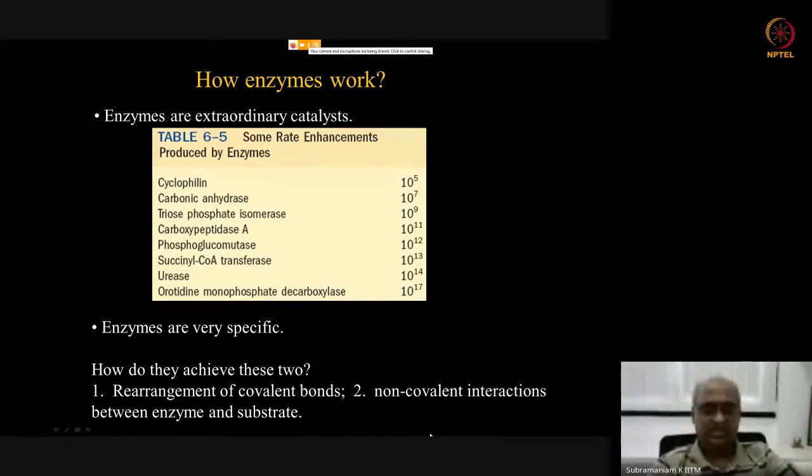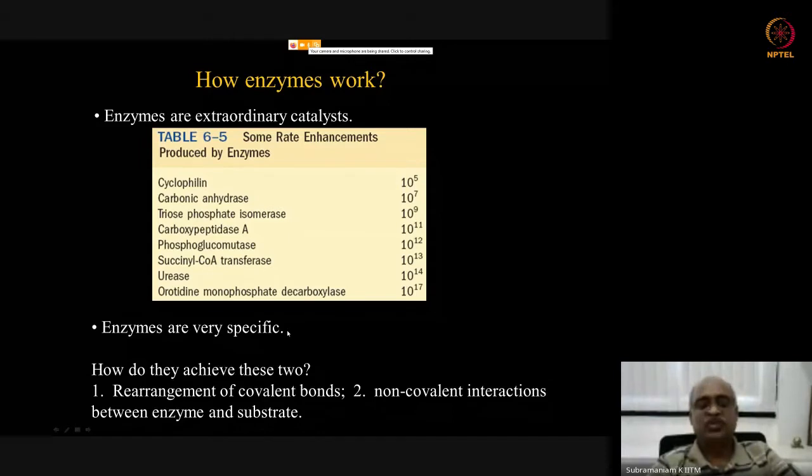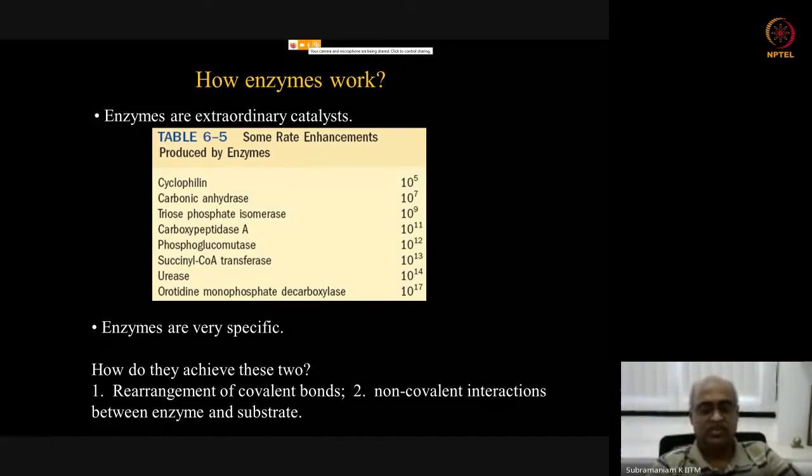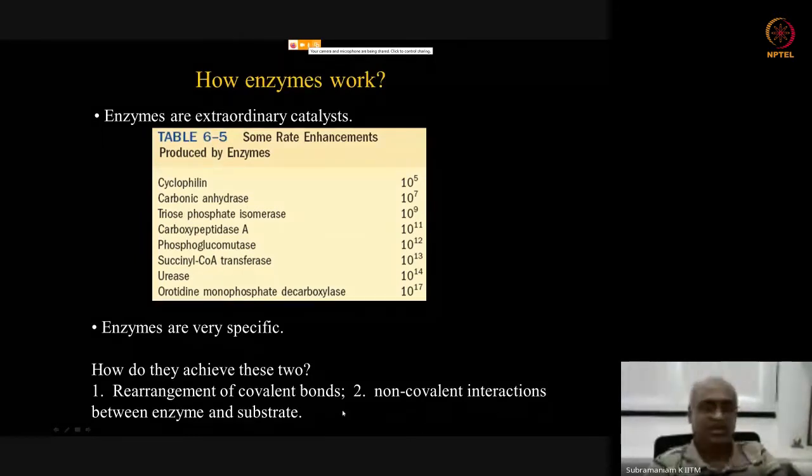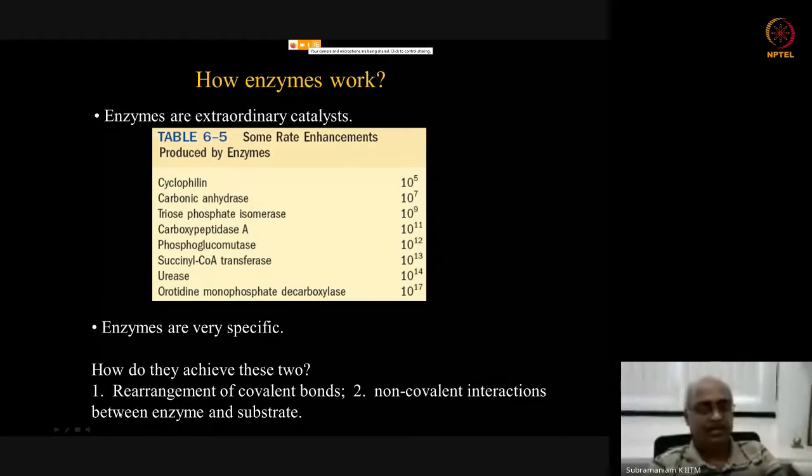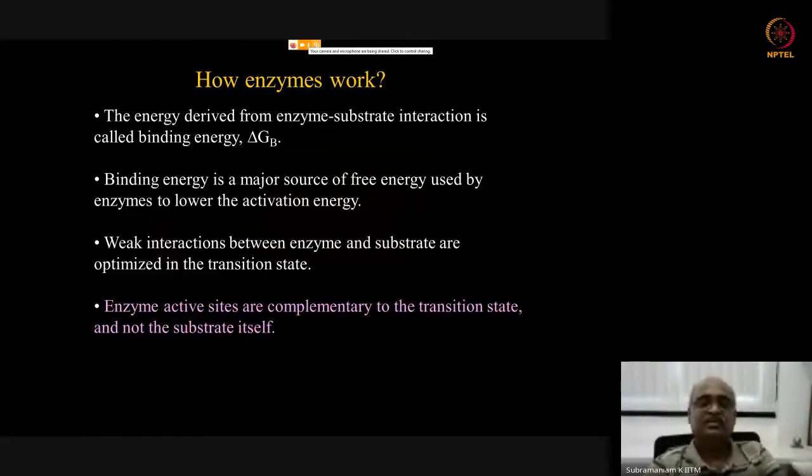If there are going to be a lot of such interactions, then specificity is going to increase. The right groups have to be at the right place, and otherwise the interaction is not going to happen. And the very same interactions that are responsible for specificity, the energy provided by those bindings, those bond formations, all of them individually low, collectively add up, and that binding energy helps in reducing the activation energy and increasing the catalytic power. So both of these are achieved by the same feature of the enzyme, that is multiple non-covalent interactions between enzyme and substrate. And rearrangement of covalent bonds also happens, and that we will see with specific examples as we go along.